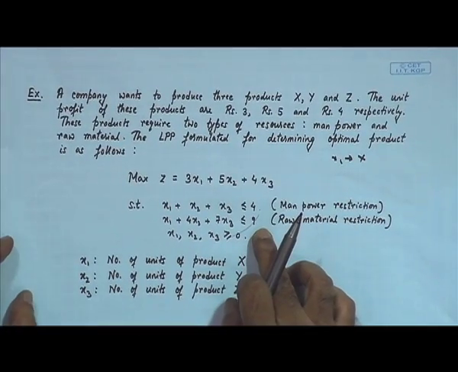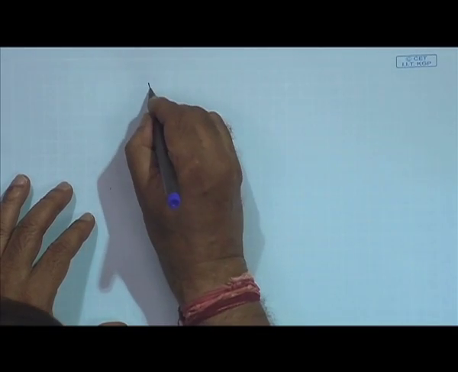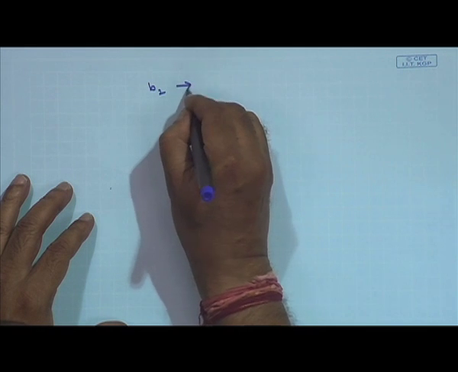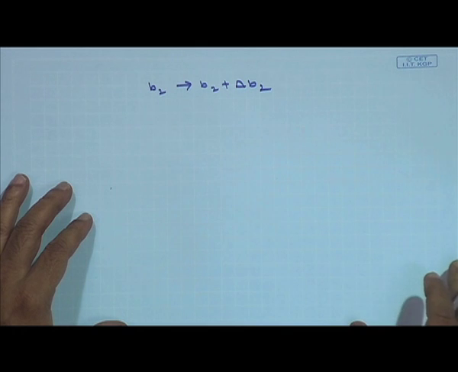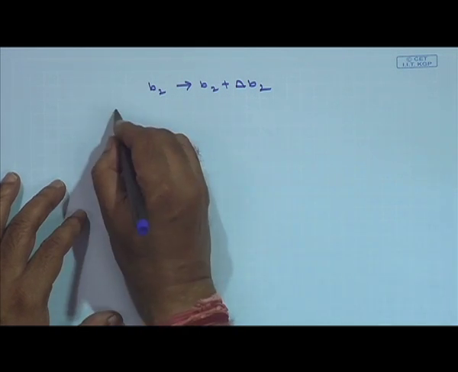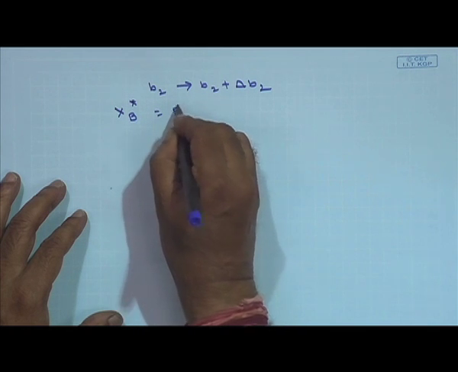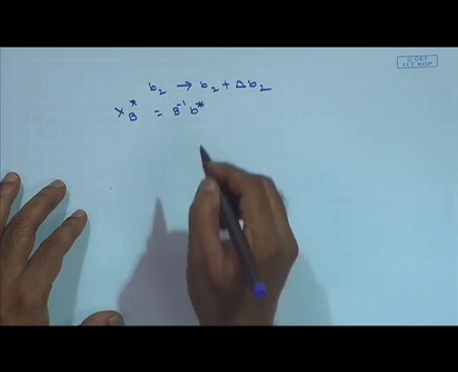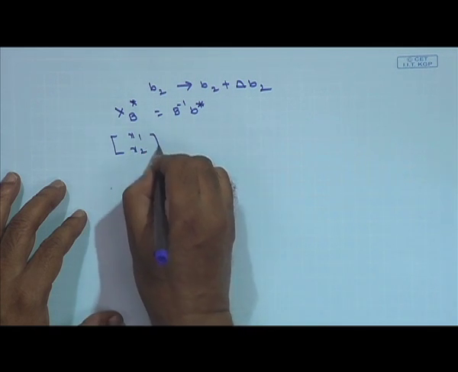In the same way, now let us check the second one, that is B2. Resource B2 means this value. How much can we change this value? So, B2 is changed to B2 plus delta B2. Suppose I am making the change. So, again following the same steps, x B star equals B inverse B star. From here I can write down x1, x2.